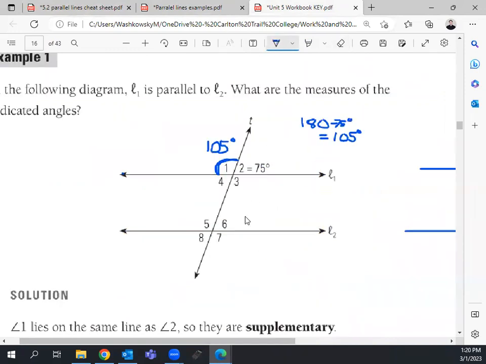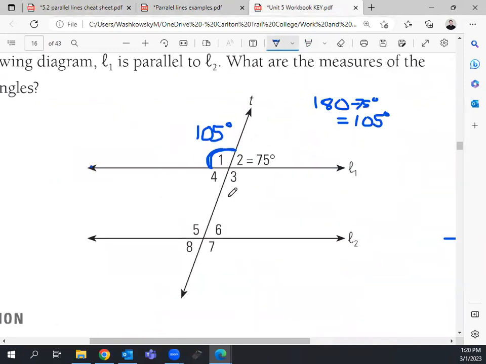And so now all I want you to do is fill in what each of these angles are. We know angle 1 is 105 degrees, angle 2 is 75 degrees. So I'm just going to give you a minute. I want you to fill in the rest of those angles. For all 8 of those, you should have a number. It's either going to be 75 or it's going to be 105.